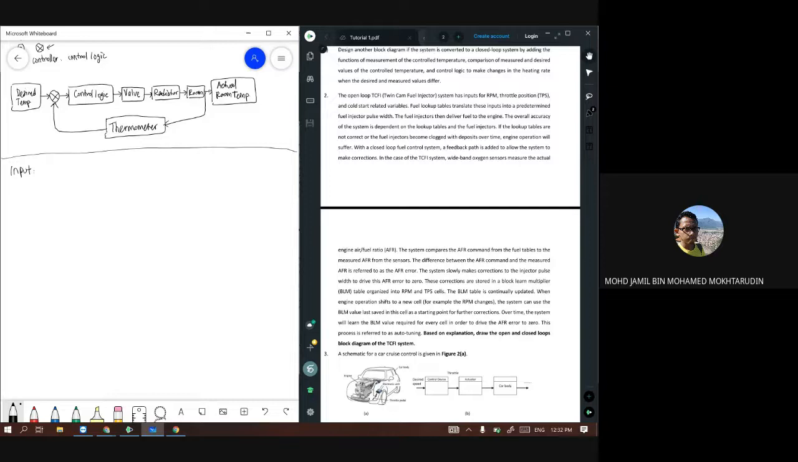So here, the system has many inputs. There are 3 inputs for the system: RPM, throttle position, and cold start variables.